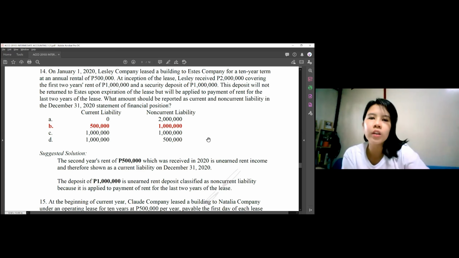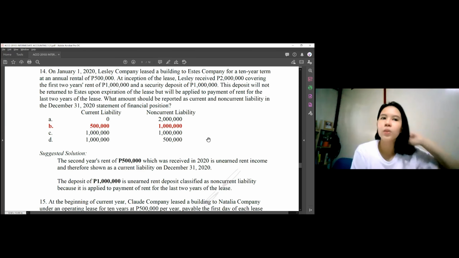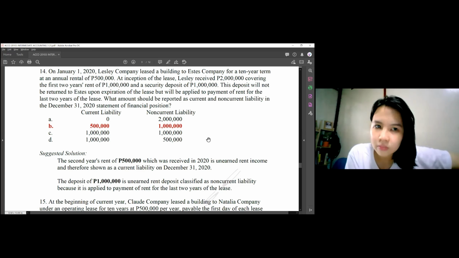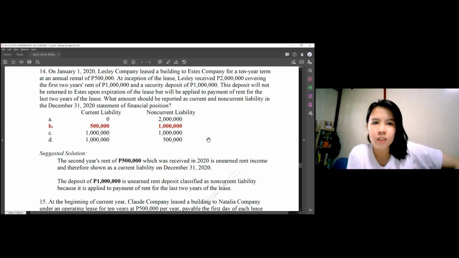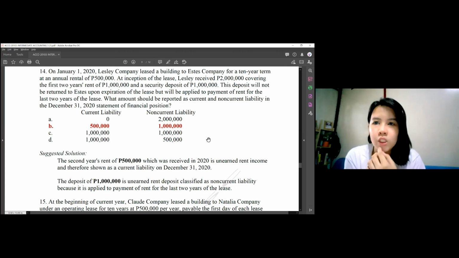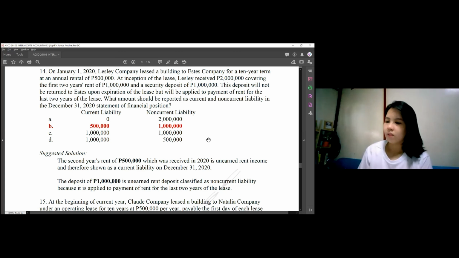Leslie received 2 million covering the first 2 years rent of 1 million and a security deposit of 1 million. So, this deposit will not be returned to Estes. So, non-returnable deposit upon expiration of the lease, but will be applied to payment of rent for the last 2 years of the lease. So, what amount should be reported as current and non-current liability in December 31, 2020, statement of financial position? So, wait, let's try.